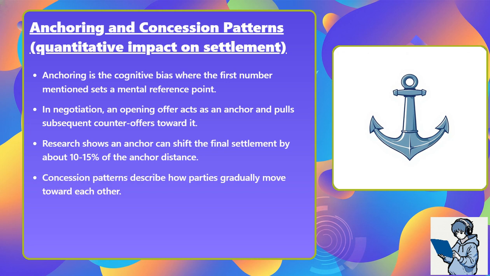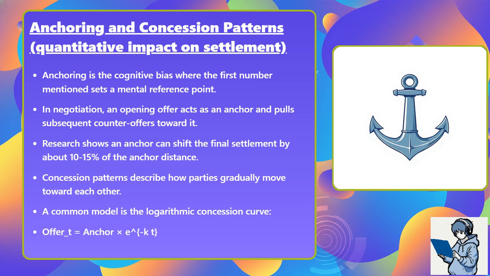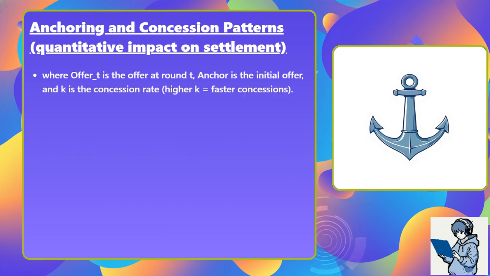Concession patterns describe how parties gradually move toward each other. A common model is the logarithmic concession curve. Offer sub t equals anchor times e to the minus kt, where offer sub t is the offer at round t, anchor is the initial offer, and k is the concession rate. Higher k equals faster concessions.